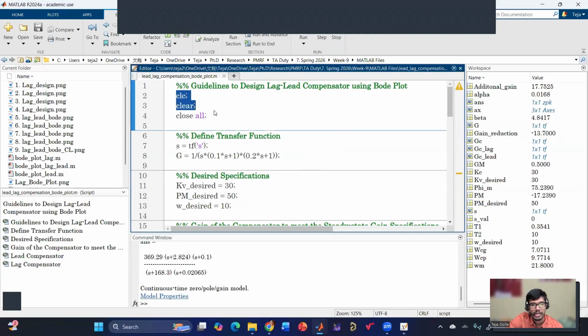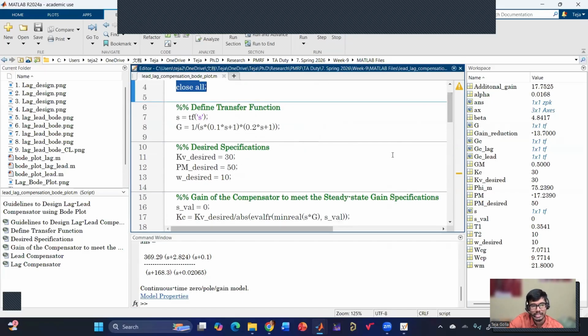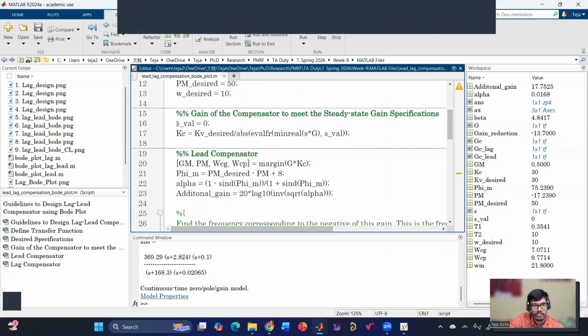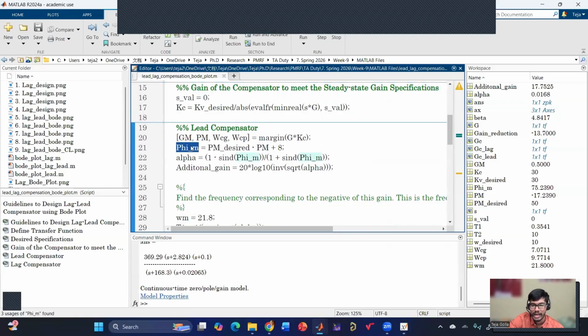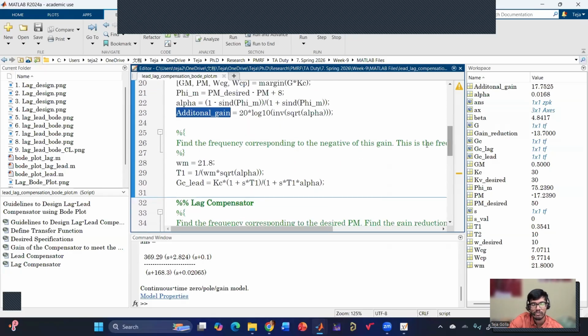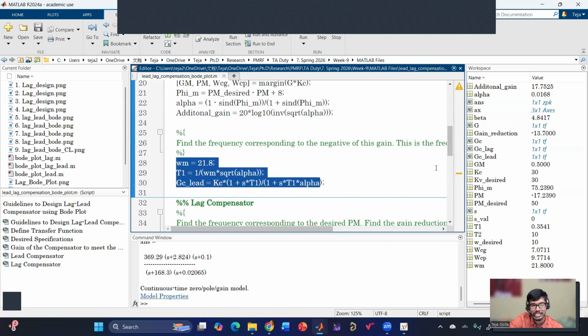So I have cleared the workspace as well as the command window, and then I have defined the transfer function and desired specifications. So first, always we'll be calculating the gain. Once we get the gain, we have to design the lead compensator. So first we have to see how much is the phi m that we need, and then we'll calculate alpha, and for that phi m, how much is the additional gain. So the negative of this additional gain and the frequency at which that is happening will be my omega m. From there, I'll get my T1 and then GC lead.